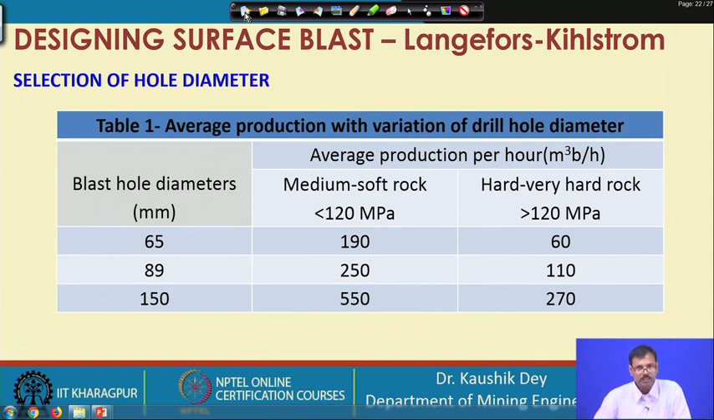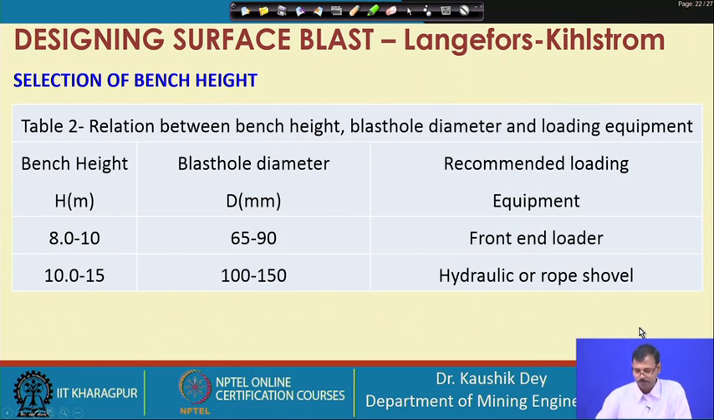The guideline for selection of the hole diameter is given in terms of the production requirement or production target of that excavation area or the mining area, and the strength of the rock on which the blasting has to be carried out. So, basically based on that he has given the idea about the hole diameter. The next parameter is the bench height. Basically bench height is a function of the loading machine also. So, the loading machine requirement is very important.